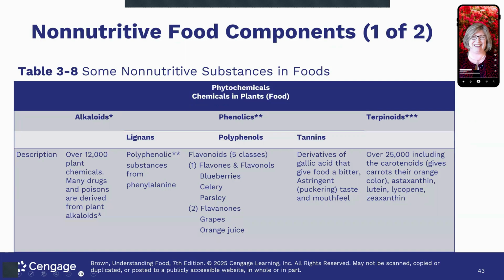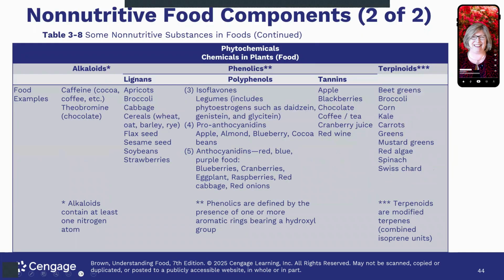Now, here are some substances that naturally occur in foods that are non-nutritive, meaning they're not going to provide calories. They're not providing any of the classes of nutrients. These are chemicals in plants. Here are some concrete examples of each of those categories where you can see names of food items that fall in the categories.